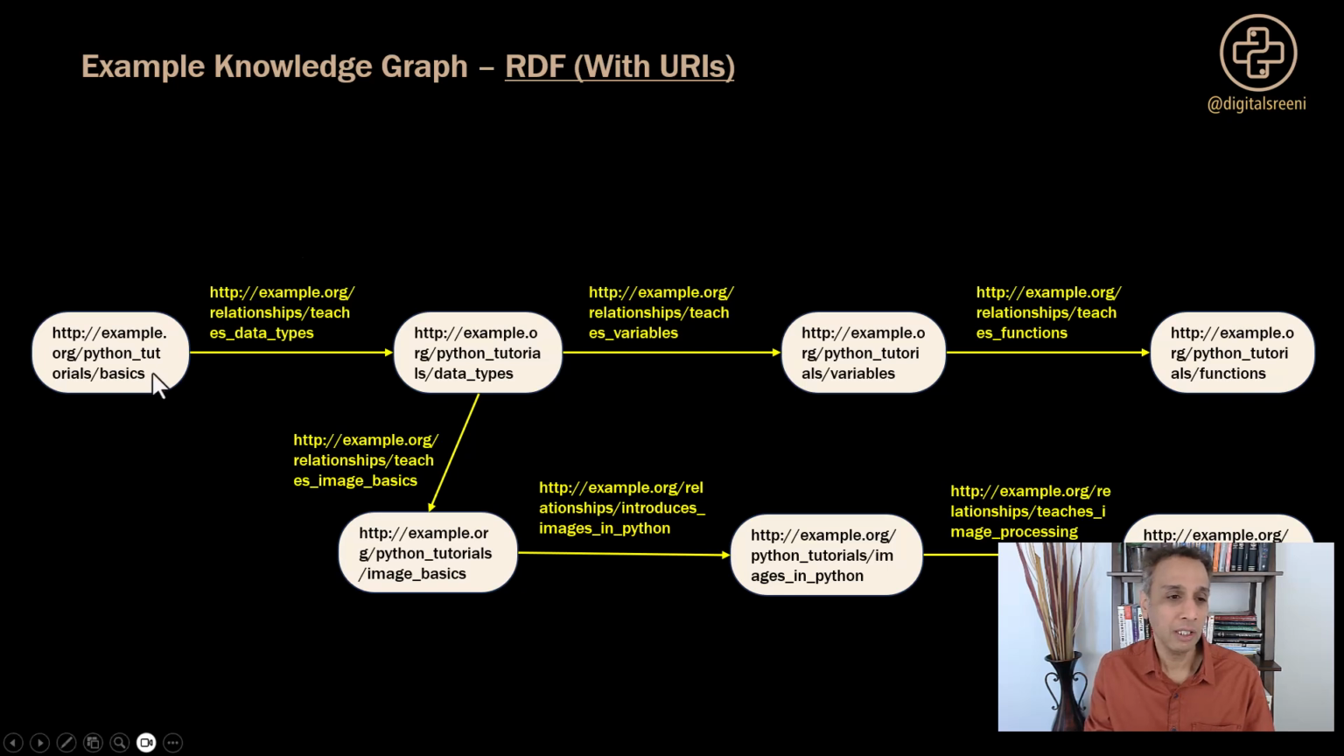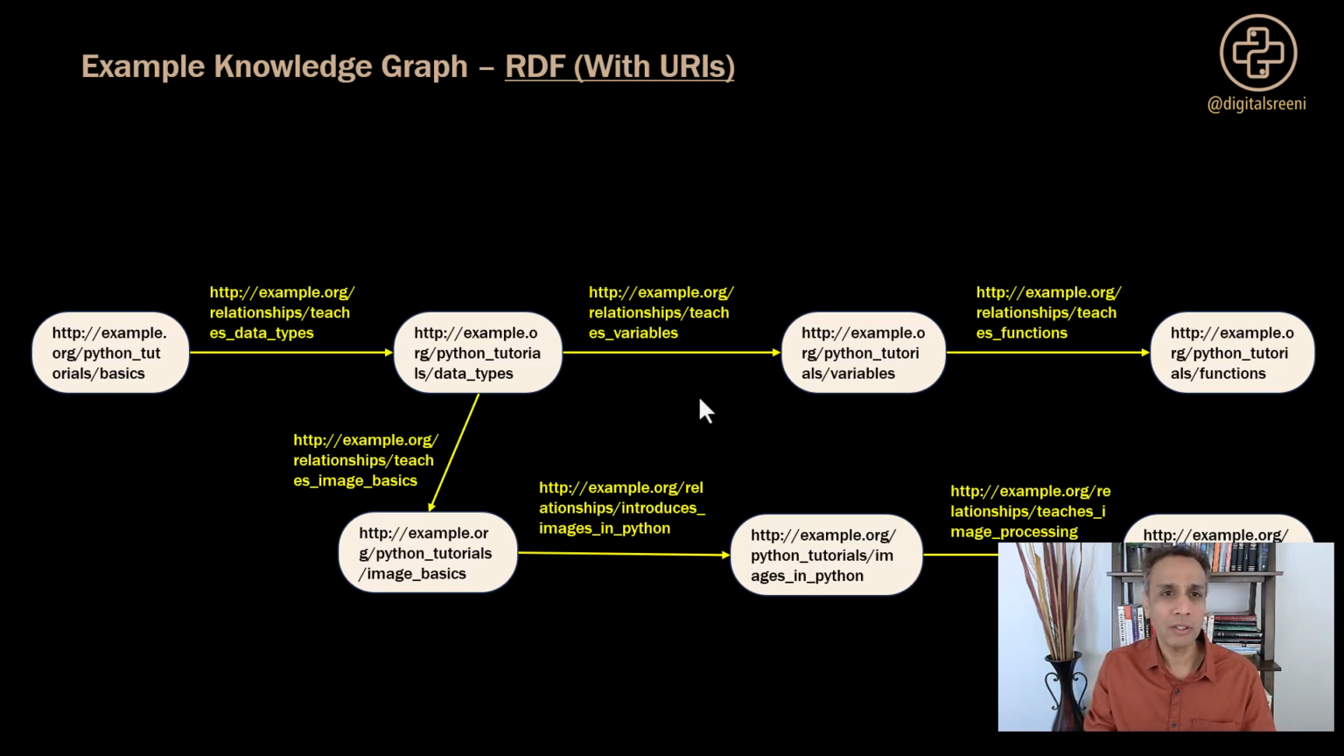Now you can see here the tutorials/basics, example.org relationships/teaches data types. So the basics, and then the next step is teaches data types, and then the next node is data types, and then the next one is teaches image basics, and so on. I just made this up, but again, this can be anything. The edge must make some sense. Why? Because these are knowledge graphs. Knowledge graphs, by definition, carry semantic meaning from one node to the other, and RDF is designed to do that. Subject, predicate, object. Think of the triplet. It means something in plain English.